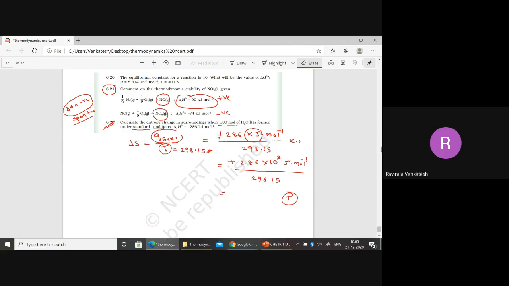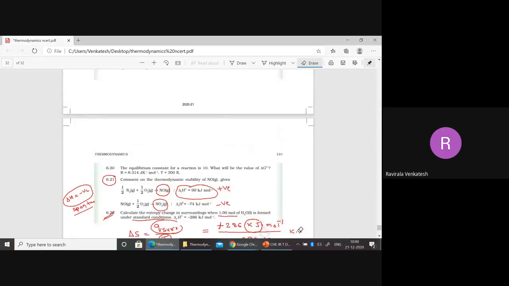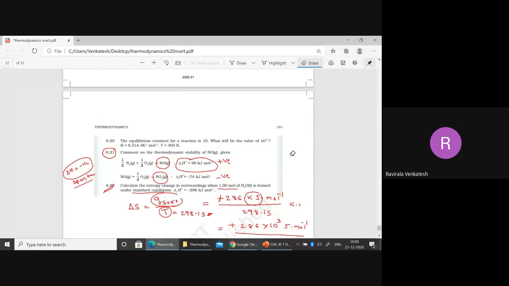We'll do the last problem, beta, 6.20. After that, that 191 page will be complete. The equilibrium constant for a reaction is 10, they have given, beta. Equilibrium constant, how much did they give? 10. Let me discuss this one again.